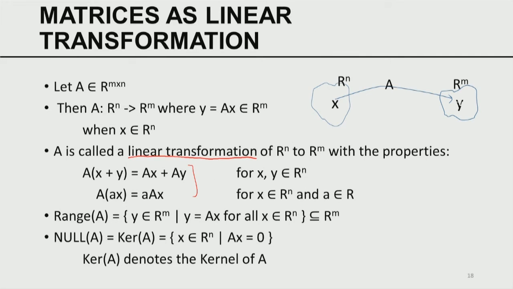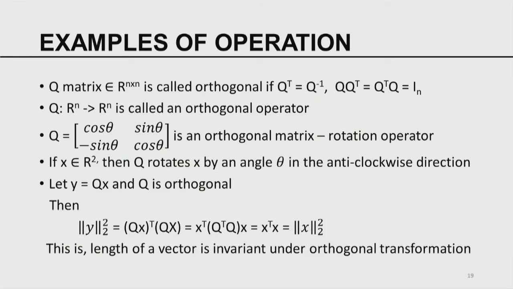I would like to emphasize that given a linear transformation A, there are essentially two subspaces associated with it. One is called the range space, another is called the null space. The range space is a subspace of Rm, the null space is a subspace of Rn. So this is the range of A, this is the null space of A. So you can see I am associating two spaces with every given linear transformation.